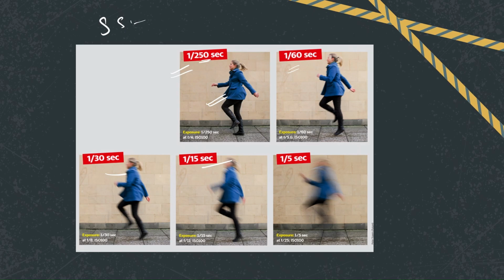Now shutter speed is basically how long the camera's shutter remains open. Basically, it controls how long the sensor is exposed to light. Now, a faster shutter speed freezes the motion, and a slower shutter speed lets in more light, but it requires a tripod because any camera movement causes a blur.